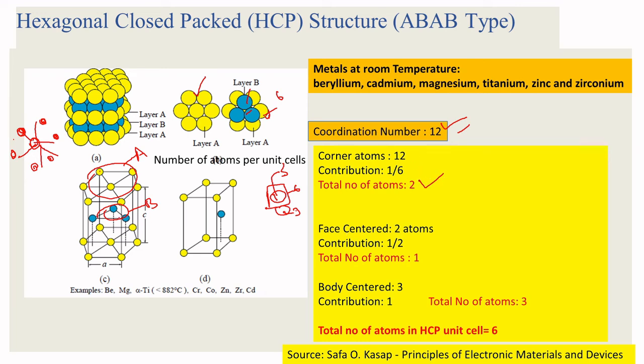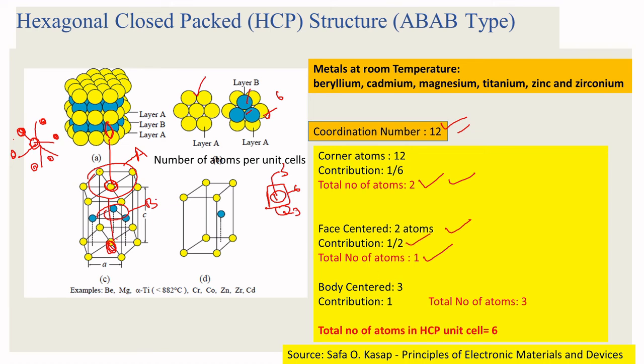Then if you see the structure, you have face centered atoms. Face centered means you have 2: this is 1, this is 1. Each has a contribution of 1/2. Above 1, below 1, so 2 into 1/2 gives 1 atom. I hope you understood. This is the corner atom, and this is the face centered atom, which you can see at the top and bottom. That has a contribution of 1/2.